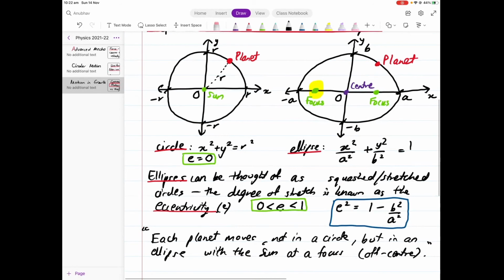Do you remember in circular motion, the speed wasn't really changing, it was uniform? In circular motion, the motion is uniform. In elliptical motion, the motion is not uniform. You tend to go faster in some places and slower in other places.